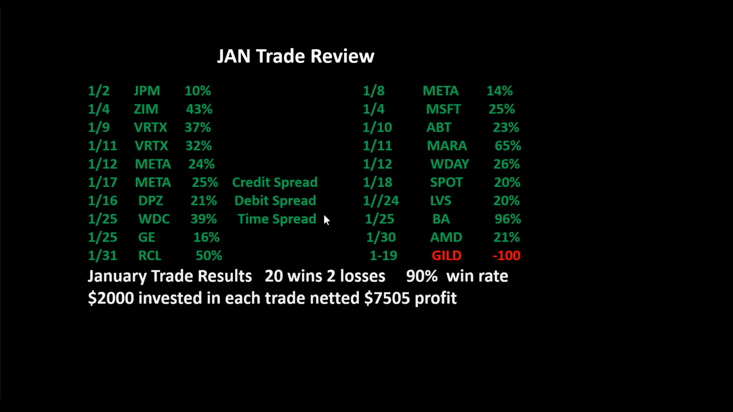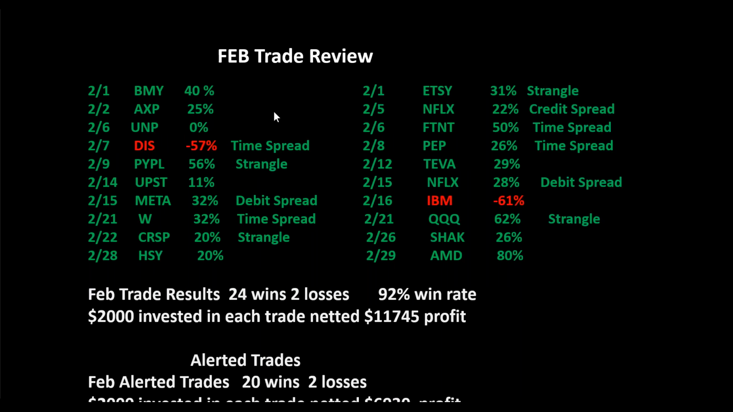20 wins, 2 losses, $7,500. February last year was our best month of the year. 92% win rate, $11,745, and the alert produced $6,930.